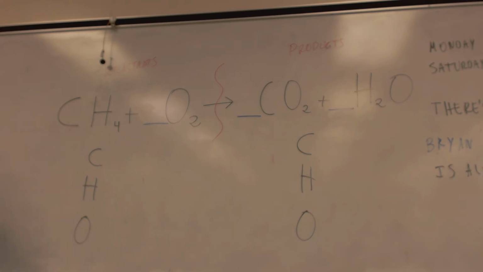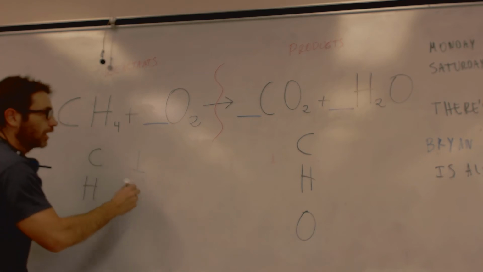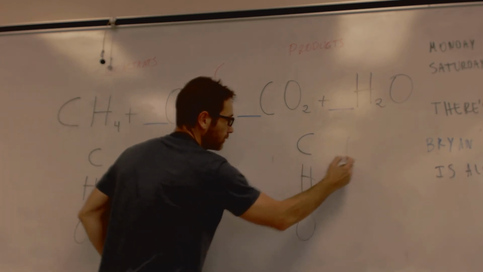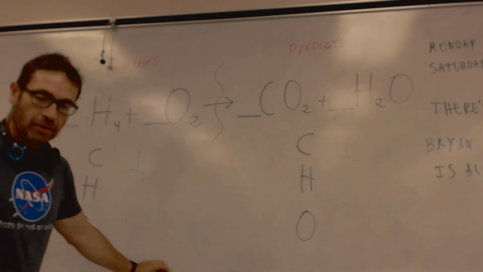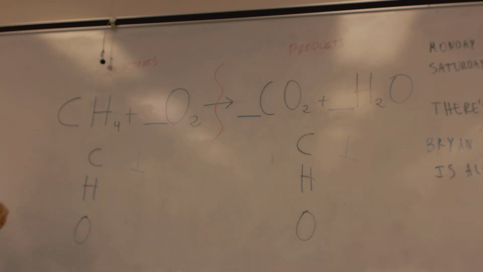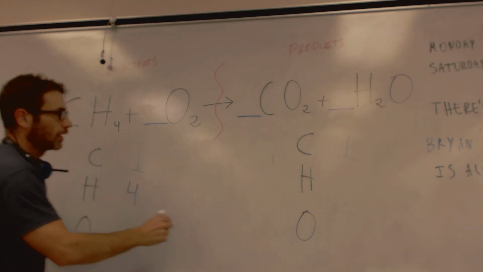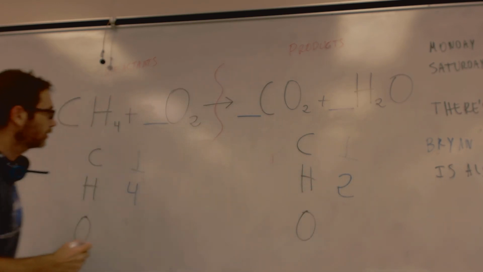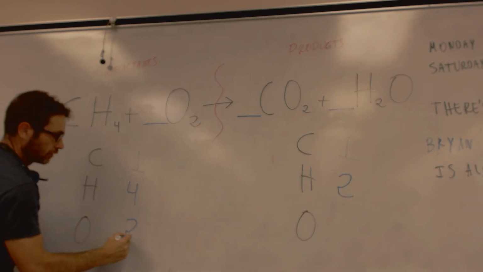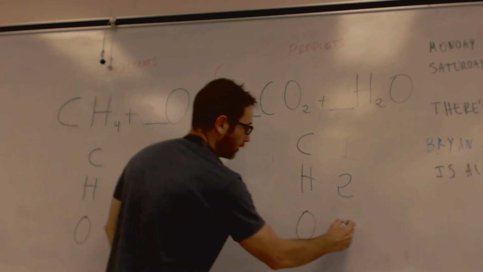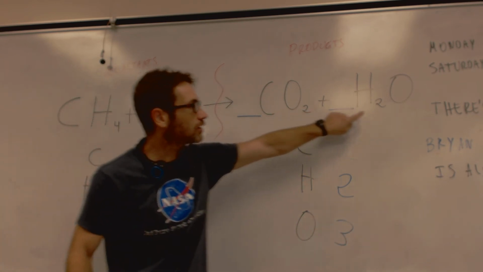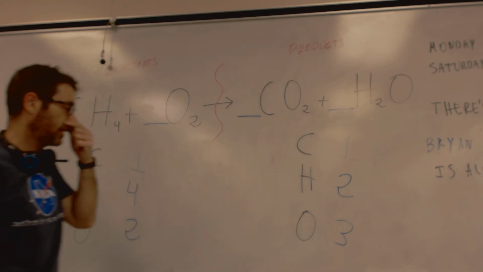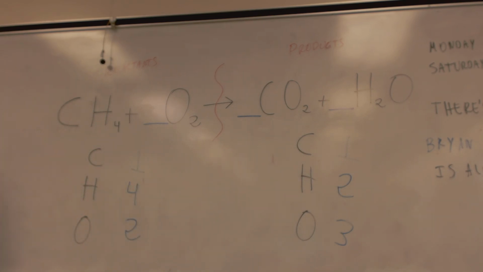How many carbons here? One. And here you got one. It's okay. How many hydrogens here? 4. And here 4. 2 is not okay. And oxygens, here you have 2. And here you have 3. 3. 2 plus 1. 3. No number is a 1. Okay? So you begin with the carbon. Is carbon okay? It's okay. You don't do anything. Hydrogen is not okay.